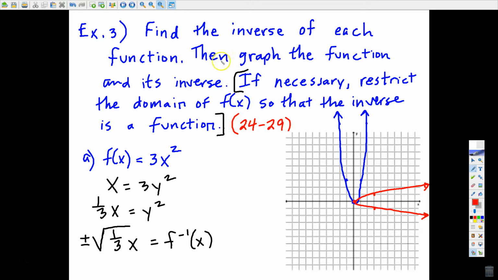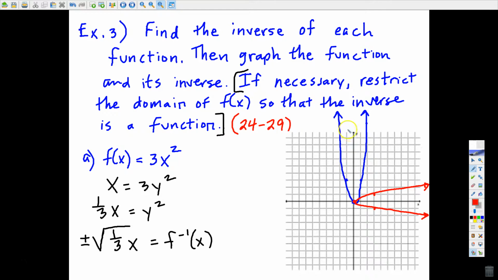Okay, so we've graphed the function and its inverse. All right, now let's talk about this sentence here. If necessary, restrict the domain of the original function so that the inverse is a function. Right now, is the red a function? How do you know? I see Carly. Okay, remember the vertical line test? If you draw a vertical line and touch more than one point, not a function. The blue is, but the red's not. The inverse of a parabola will never be a function itself.